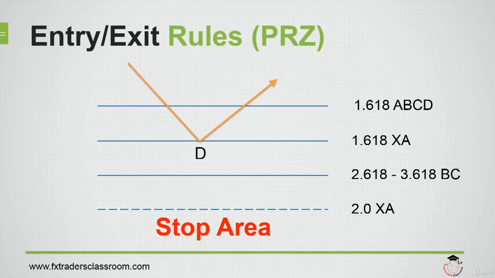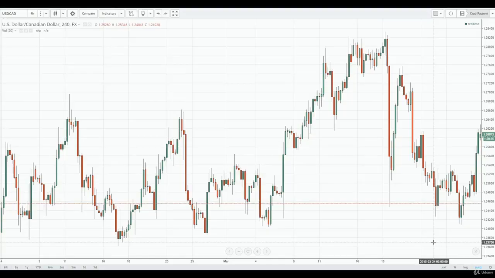We are looking for the 382 and the 618 of the A to D move. Let's take a look at a real market example here. First, we have a crab pattern sitting right in front of you.